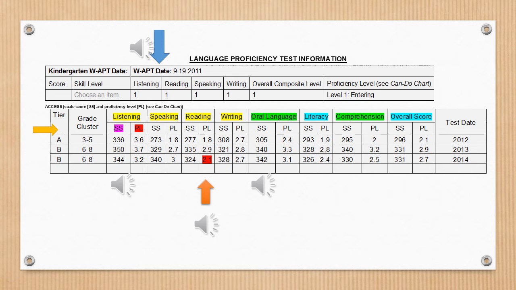If the student enters in kindergarten or the first semester of first grade, they will receive the kindergarten WAPT. This is a basic test that gives us a starting point to provide services. Then in January of every year they will take the access test, which is in the 4 domains highlighted in yellow: listening, speaking, reading, and writing.